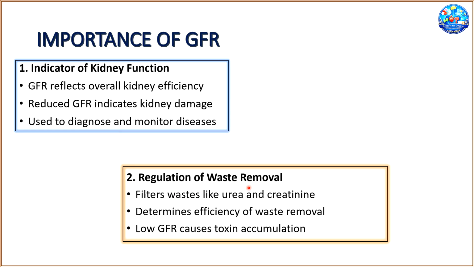Second one is regulation of waste removal. The primary function of the kidney is removal of metabolic waste, which includes metabolic products such as urea, creatinine, and even uric acid. Glomerular filtration rate determines how efficiently these wastes are removed from the blood. Any decrease in the glomerular filtration rate leads to accumulation of these substances, resulting in toxic conditions like uremia.